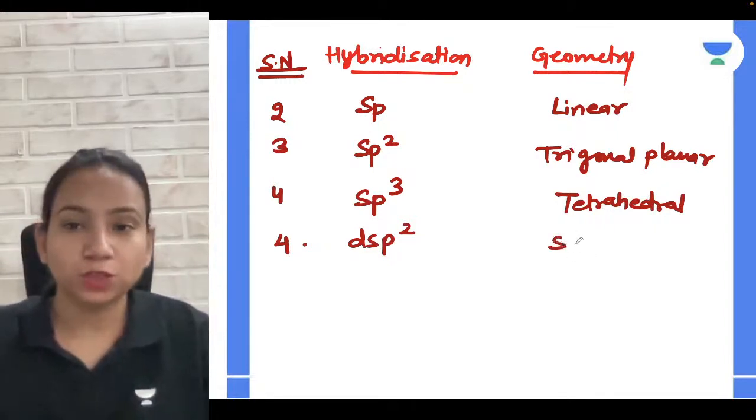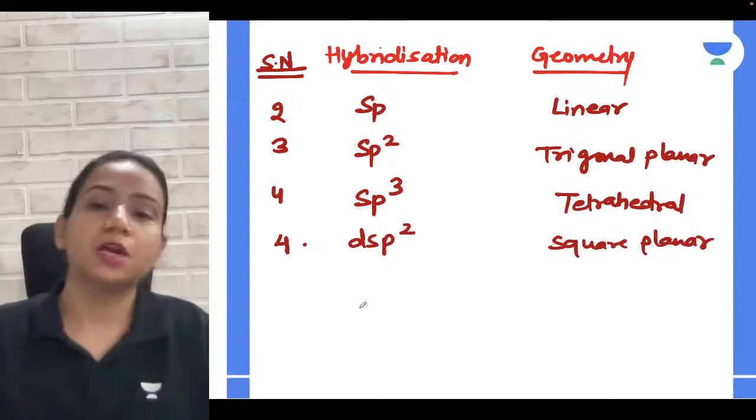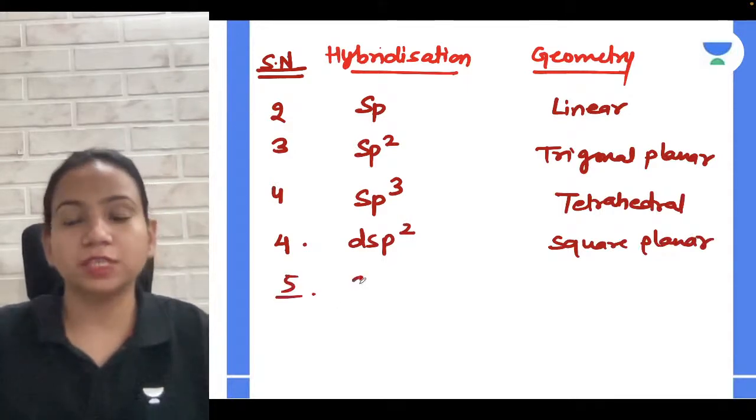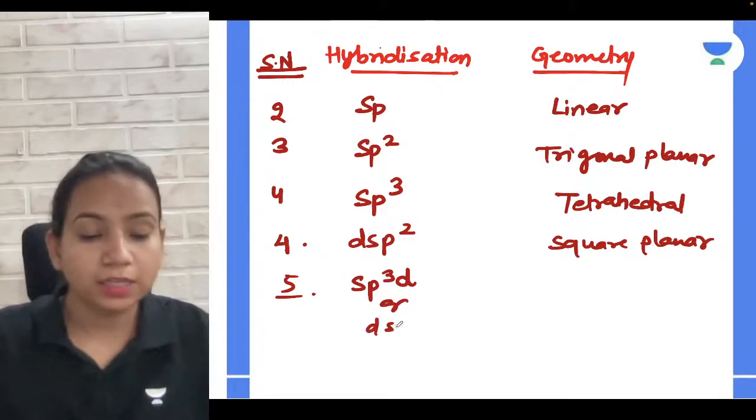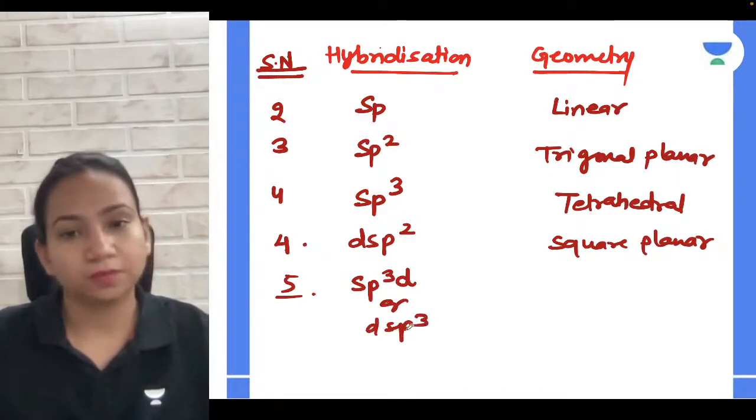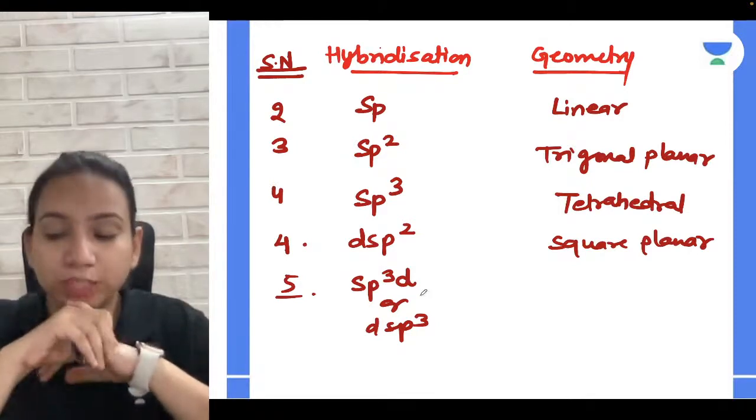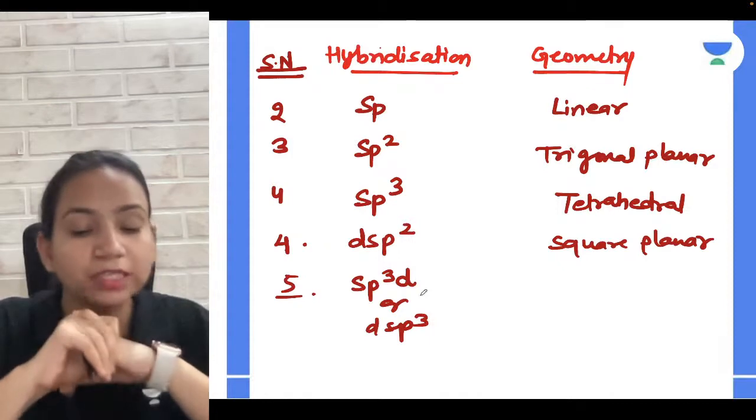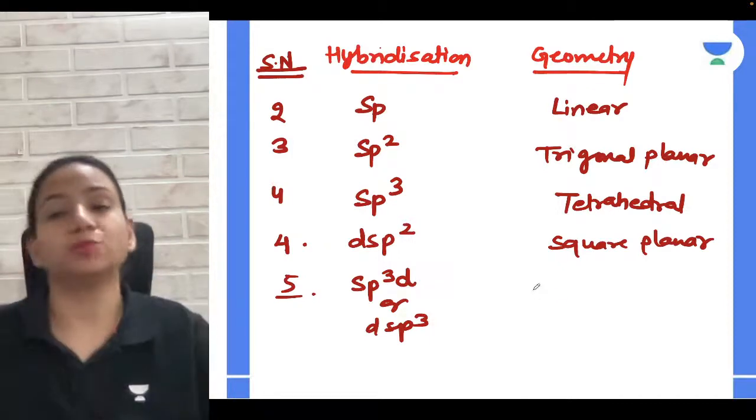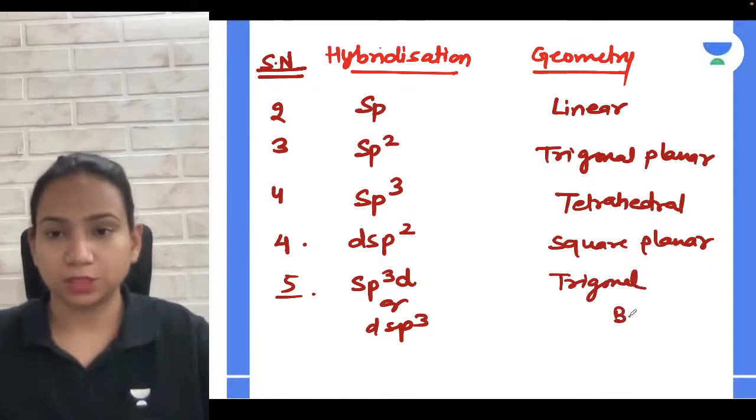For dsp2, the geometry is square planar. Talking about the next, if you have a steric number 5, you can have hybridization sp3d or dsp3. And for that, you can call it trigonal bipyramidal geometry.